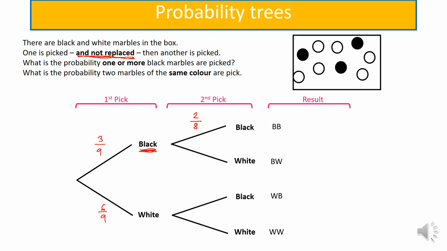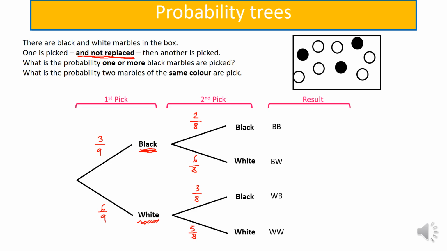Now if I want to work out the probability of getting a white marble, that is going to be 6/8, because the number of white marbles hasn't changed, but the total has. Now, if the first marble was white, then the probability of getting a black one is 3/8, because there are still 3 black marbles and 8 altogether, and the probability of getting a white one is 5/8, and that is because now I have only 5 white marbles left and there are 8 in total.